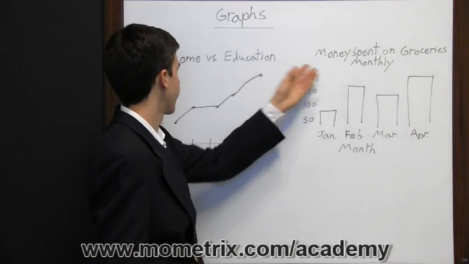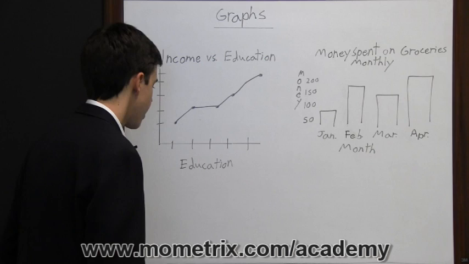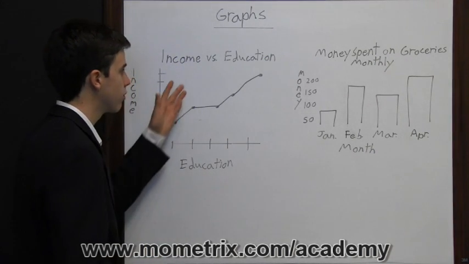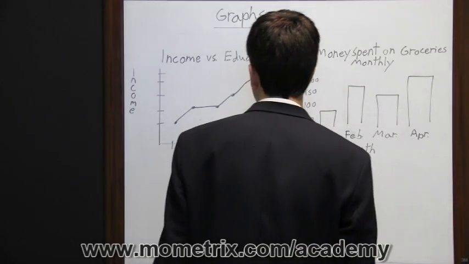Notice here they both have a title, like income versus education. Or the title could be something longer, like a comparison of average income with levels of education. But it still means the same thing. And this title over here is money spent on groceries monthly.